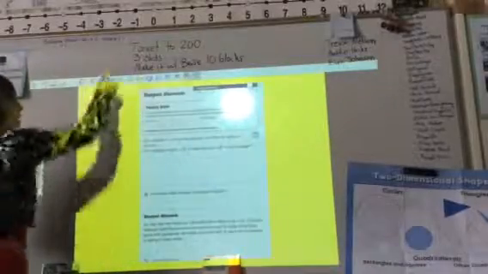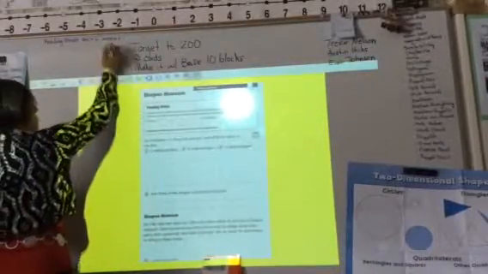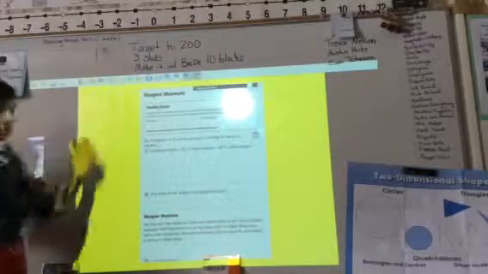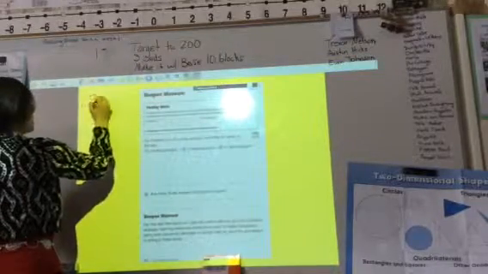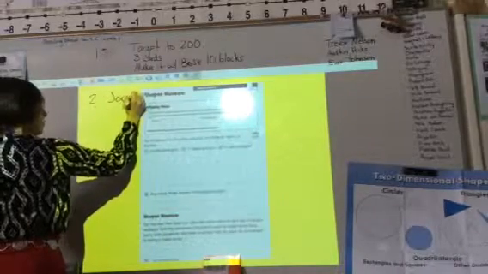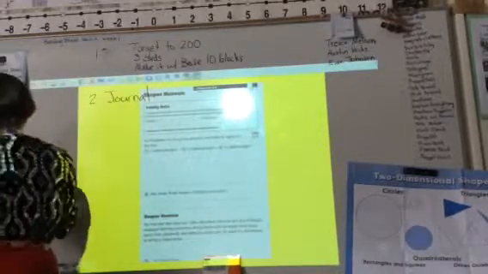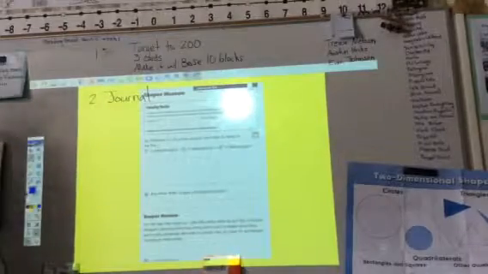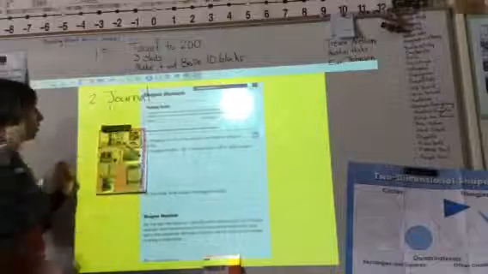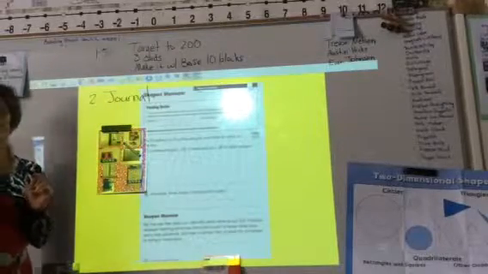Okay, so your centers for today are going to be target to 20. That's one of your centers. Okay, self check. The next center is to do your journal. And your last center is to do this iPad activity that my friend has created for you. Self check.